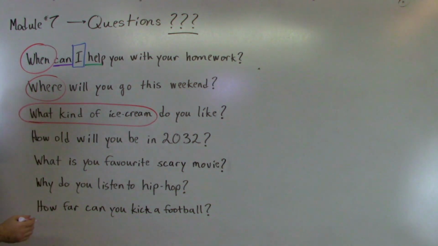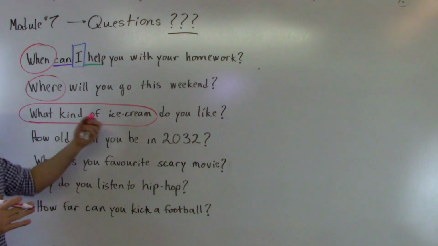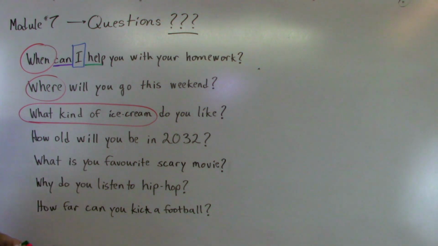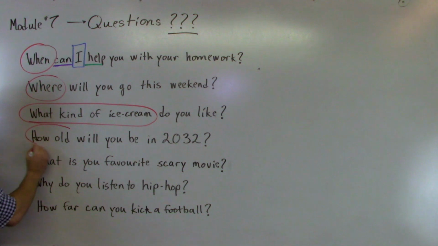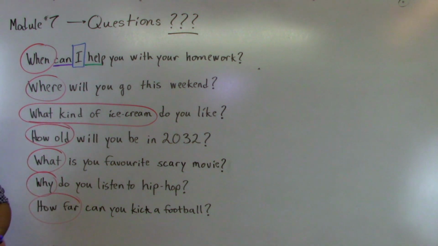This next one, the question phrase is really big. What kind of ice cream? Specifically, I want to know maybe the flavor of it. So that whole piece there, what kind of, what type of, is my question. How old here? How old is my question? What is my question? Why, and how far. So these are my question words.